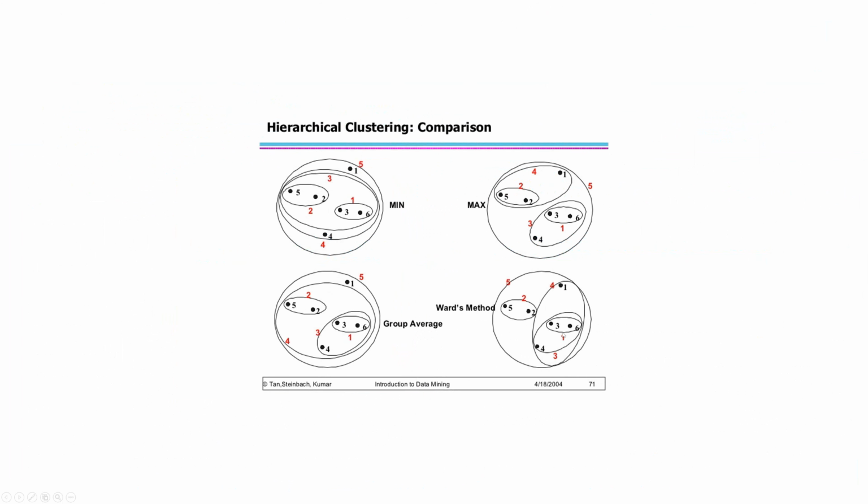There are other methods also. I don't want to talk about that. There's Ward's method in addition to minimum, maximum, group average. There are 4 different methods of creating the hierarchical clusters. And you can see graphically the same type of observation.